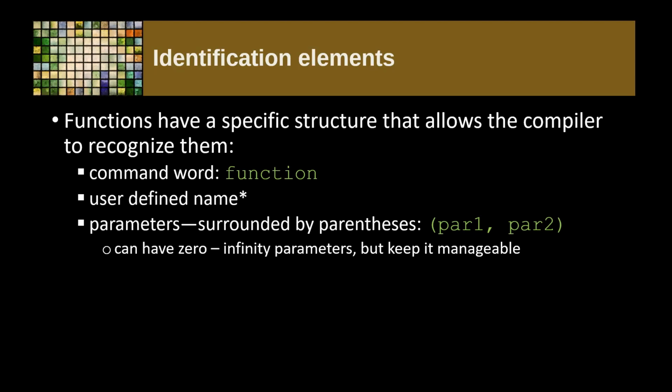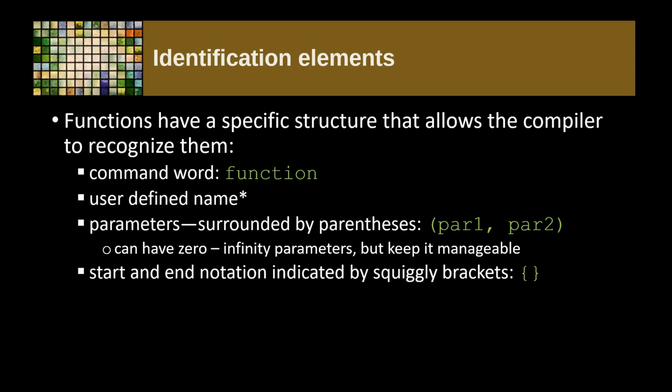You only want to pass in variables that you need to get from another place, right? So think about that as information that is coming from somewhere else into the function. That's the sort of information that you should pass in as parameters. Other things, you can just create local variables within your function and use them just within that space. So you want to pass in the minimum amount of parameters that you can in order for the function to work. There's also the start and end notation indicated by those squiggly brackets.